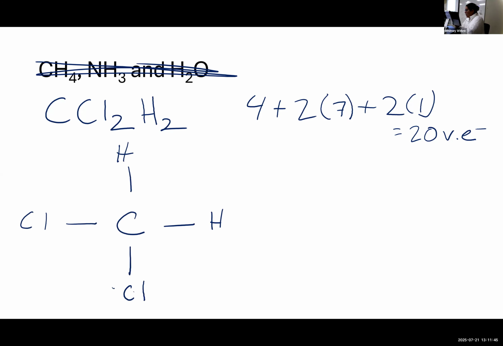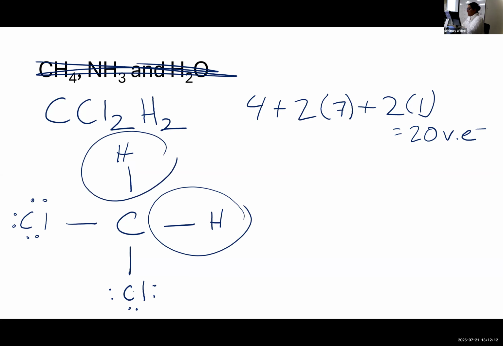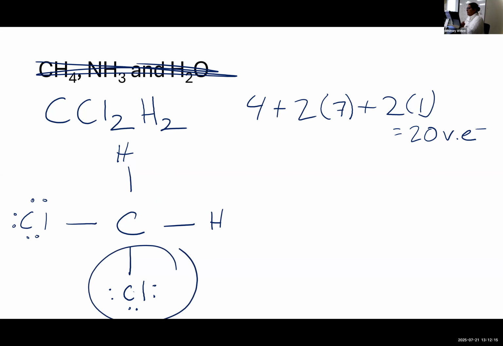Okay, now I'm going to add those lone pairs to the chlorines. Always start there versus the central atom. So let's count 2, 4, 6, 8, 10, 12, 14, 16, 18, 20. Okay, all my valence electrons are there. Let's make sure everything is happy. Is this hydrogen happy? Is this hydrogen happy? Is this chlorine happy? Is this chlorine happy? Okay. Is the carbon happy? Yes. So this is the correct Lewis dot structure.